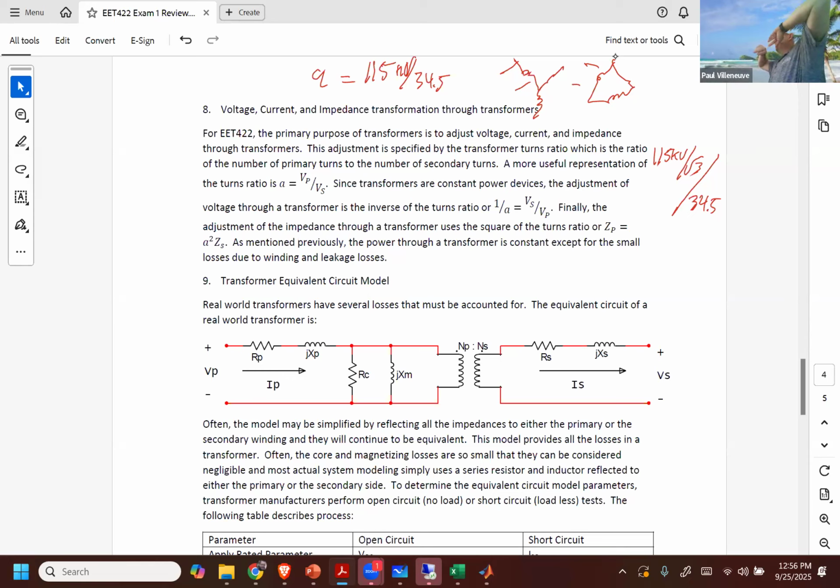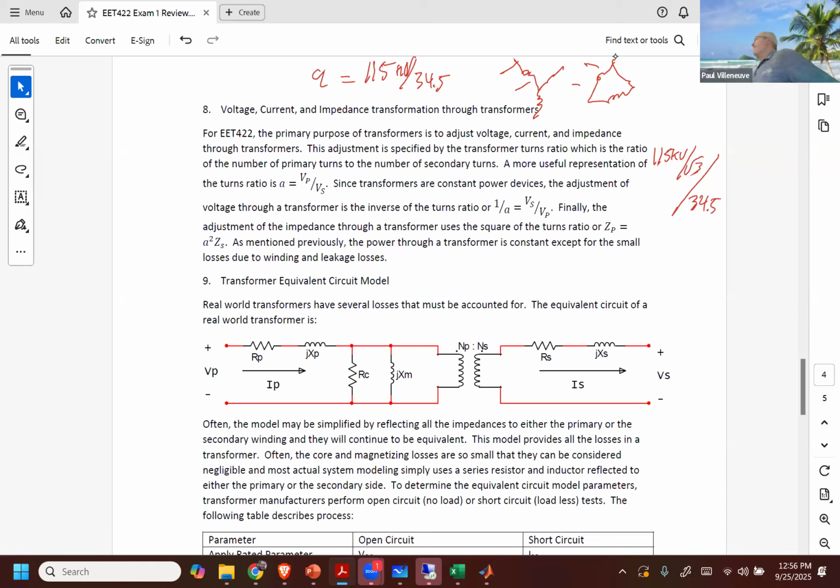We would still say the transformer is a 115 to 34.5, and we could probably get most of our calculations correct. But if we're doing things from a single phase perspective, we have to be very careful. So that was at the end of our material on transformers. When we talked about phase shifting and that turns ratio A, we needed to divide by the square root of 3. So one thing about turns ratio: if you step the voltage up, you step the current down.